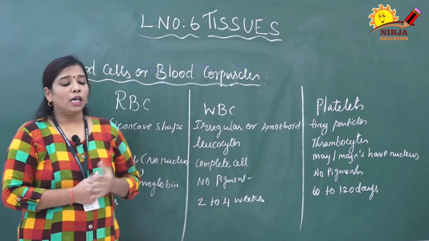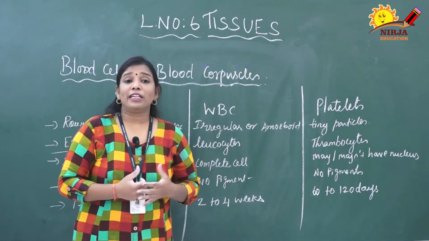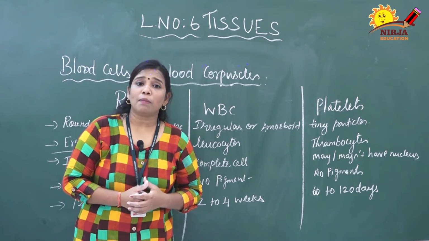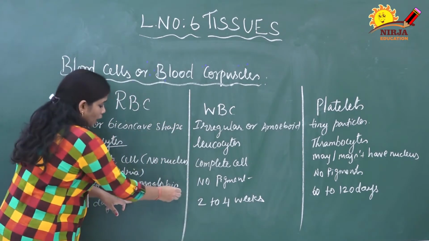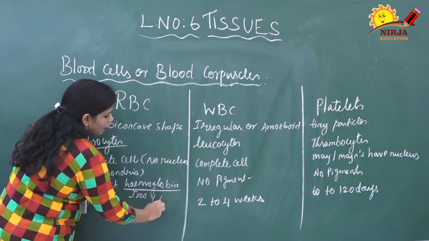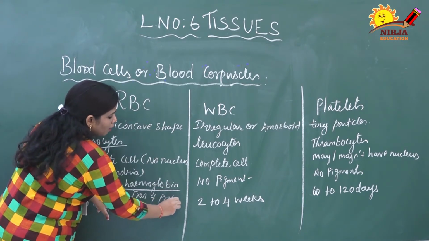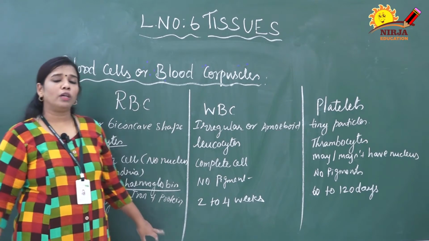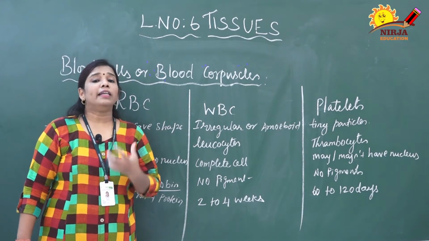This RBC gives a reddish color because it contains the pigment hemoglobin. Hemo means iron, globulin is a kind of protein. Iron protein is present. Because of this hemoglobin only, the blood looks reddish in color.